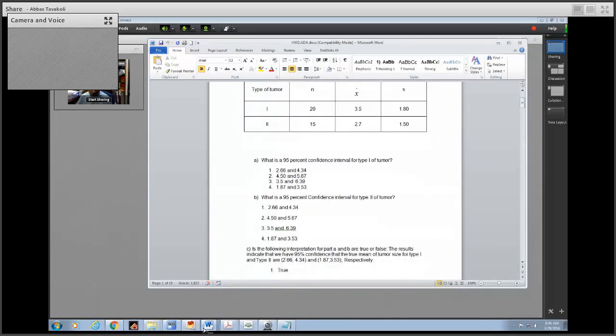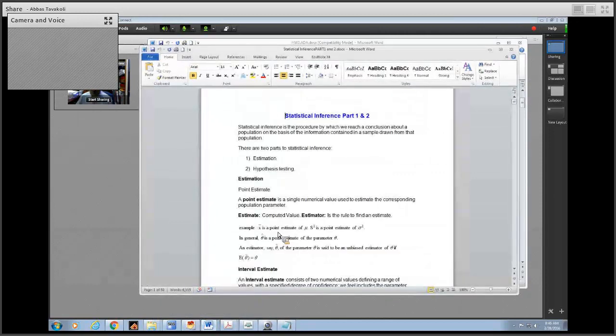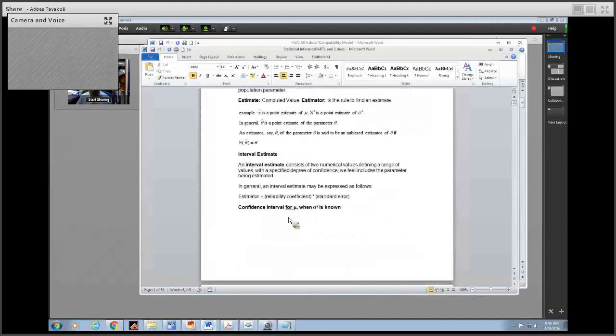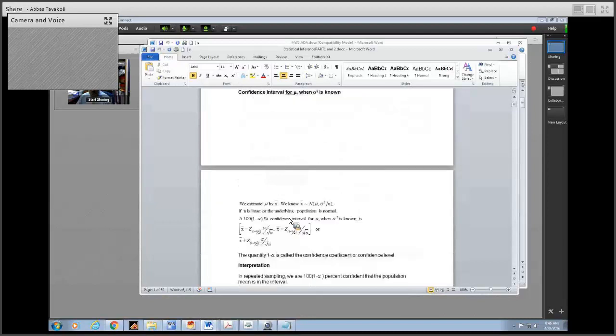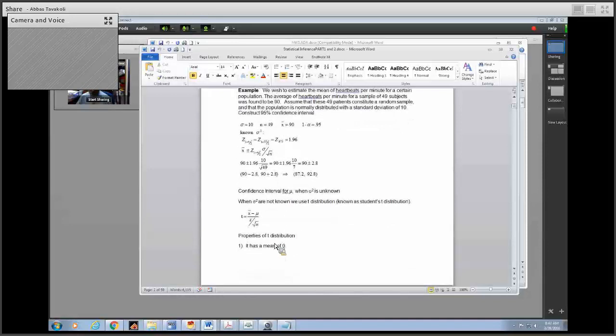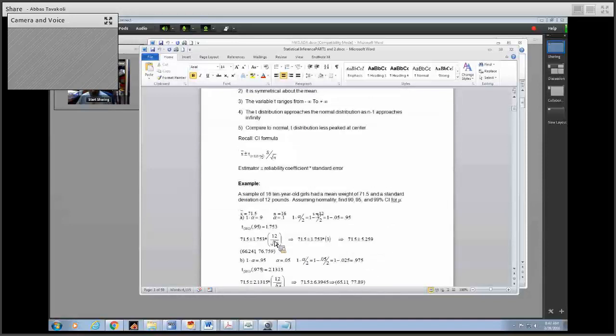So if you look at your handout, remember the confidence interval, basically you have your estimator plus minus reliability coefficient times your standard error. So when you have the sample information, this is the formula you're going to use for each type of tumor.